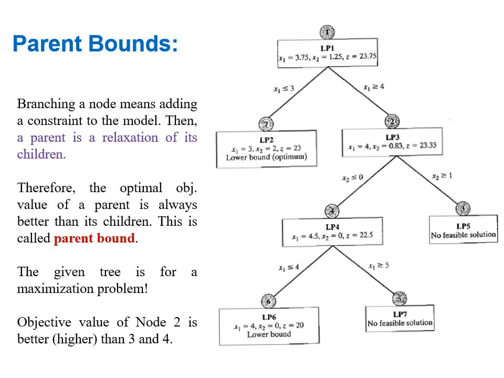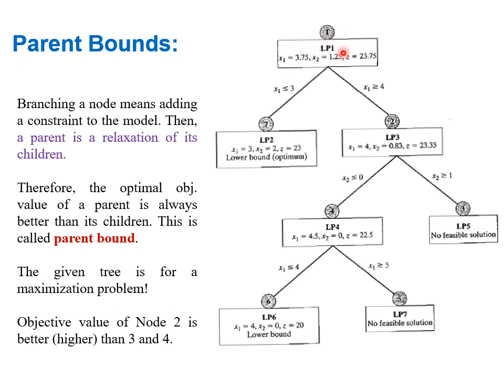Then, what's parent bound? Remember, when we branch a node, we add a constraint to the problem. For example, when we branched this LP1, on this side for node 7, we included x1 less than or equal to 3 as a constraint to the problem. And on this side, we included x1 greater than or equal to 4 to obtain LP3. So when we compare LP1 and LP2, in LP2 we have this additional constraint, and in LP1 we don't have that constraint. In this perspective, a parent is a relaxation of its children.